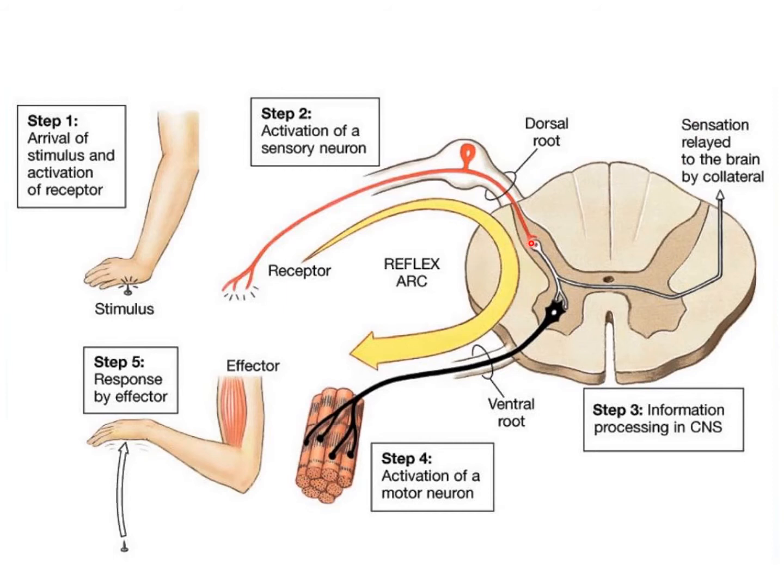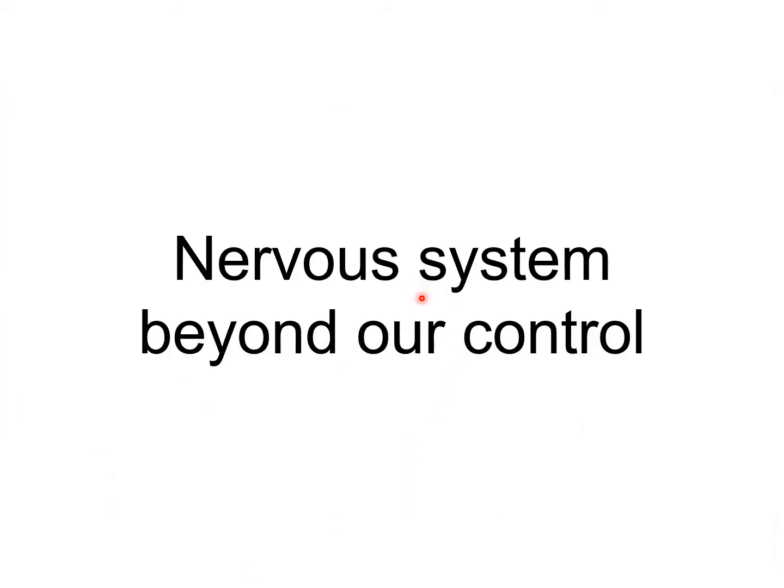Now, you can see here that there is an interneuron, so that means a neuron that is between two main neurons, and this interneuron is not mandatory. Sometimes we have reflexes that are only between two neurons, and we're going to see some of that a little bit later.